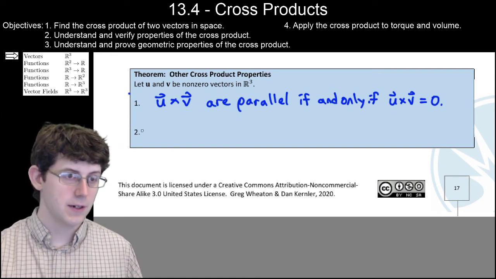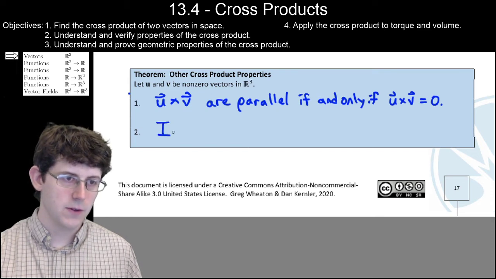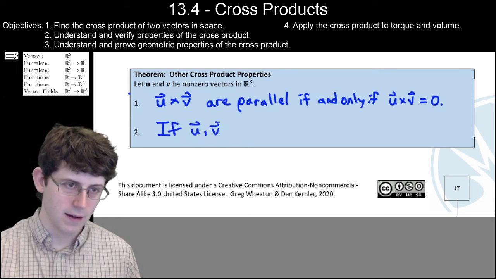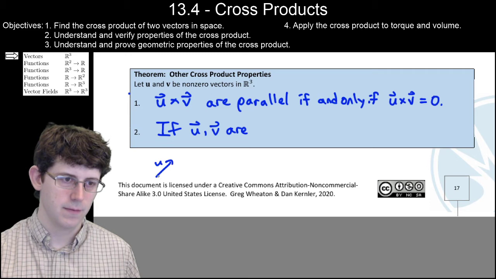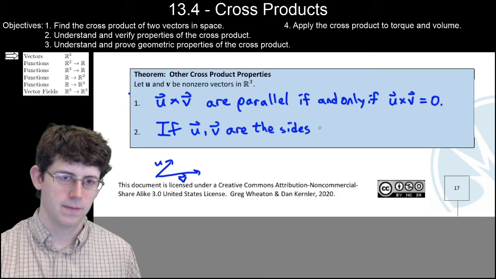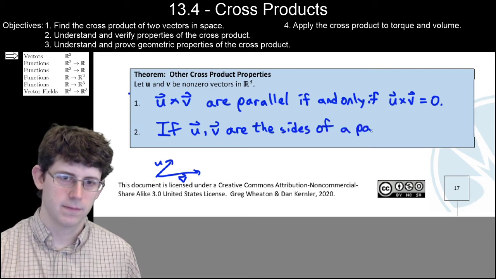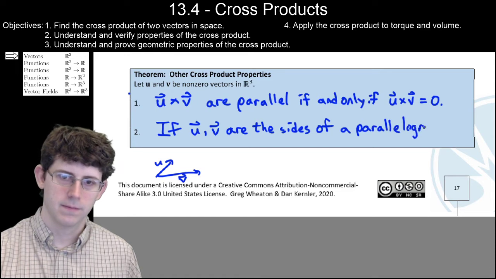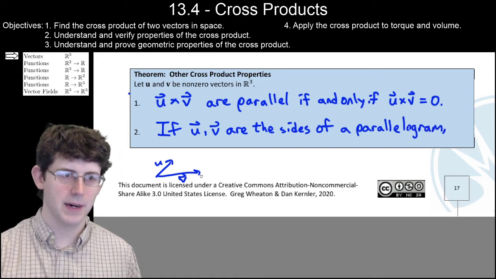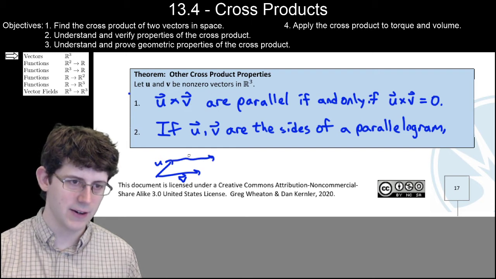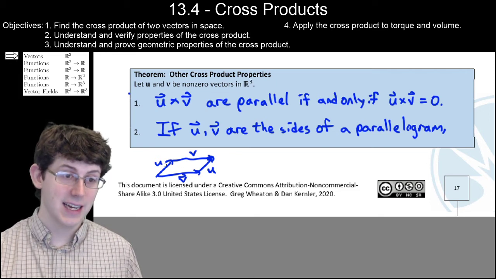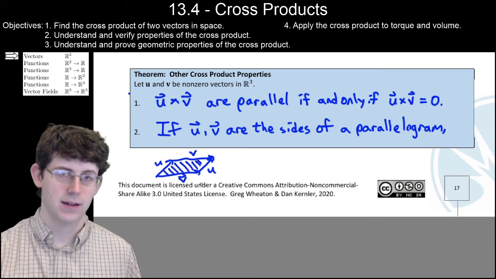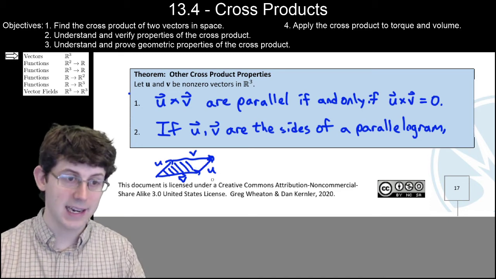And then what's the geometric purpose of U cross V? Well, if U and V are the sides of a parallelogram, so what? How do you make a parallelogram out of two vectors? Well, you copy V down again over here, and you copy U down over here. You get a parallelogram, and the area of that parallelogram is the same as the magnitude of U cross V.